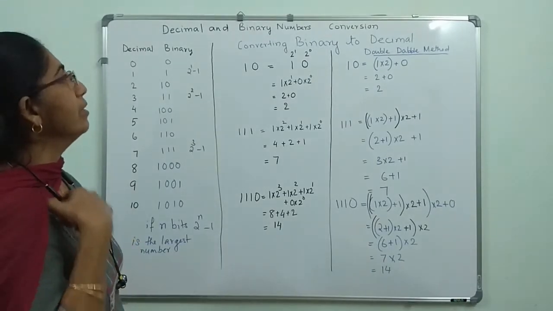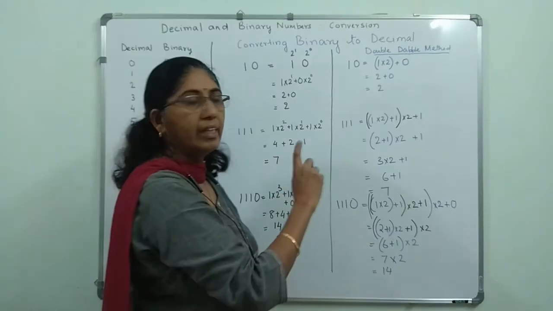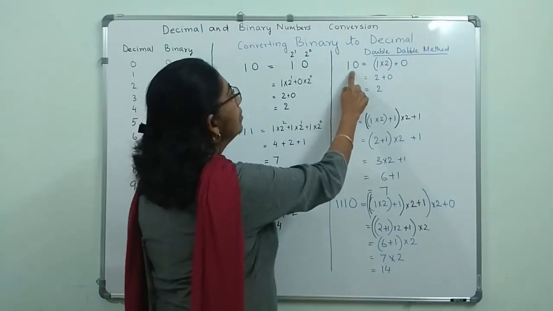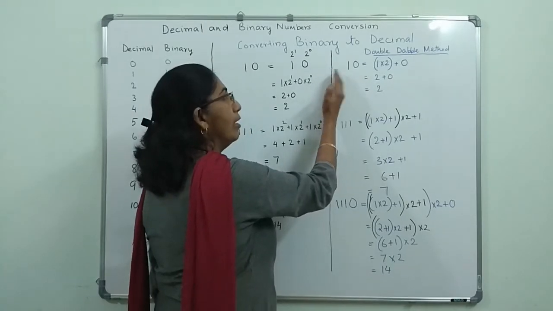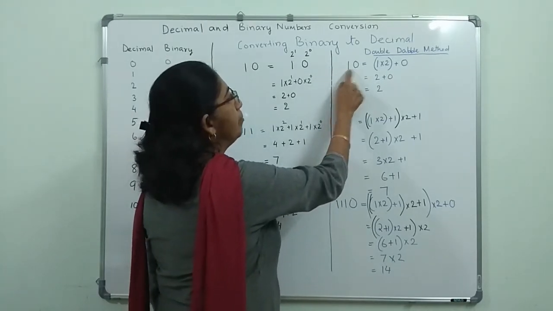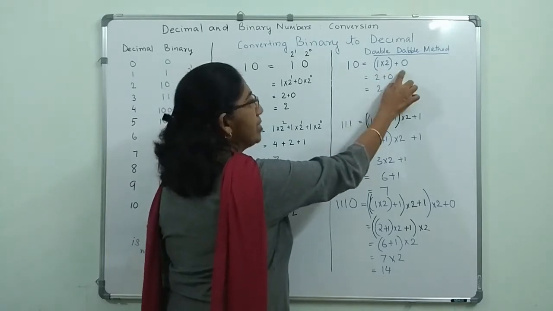One more method is there to convert binary to decimal. That is called the double-double method. In the double-double method, whatever number you have, you take the leftmost digit and multiply by 2. 1 into 2. To that you add the next digit.